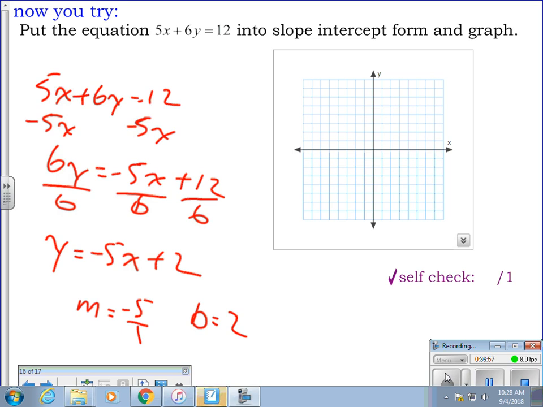Sorry, 5, 6, my bad. Don't know why I did that. 5/6, it already is a fraction, my bad. But my comment still stands. If it's a whole number, make it a fraction for graphing purposes. Okay. So my y-intercept is 2. My run is 6. Go over 6. And then go down 5. 1, 2, 3, 4, 5. 6, negative 5. And there's your line. Okay, questions? And that's it.